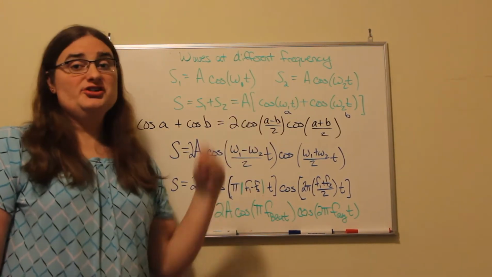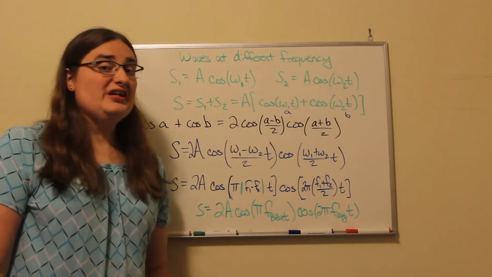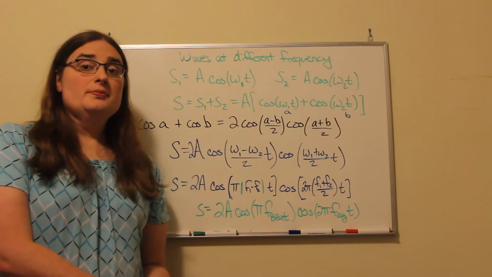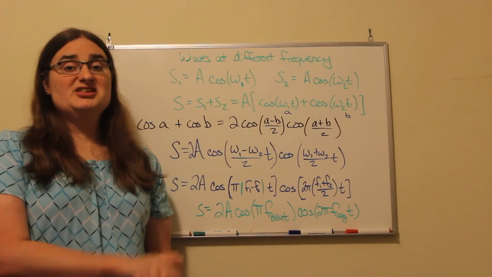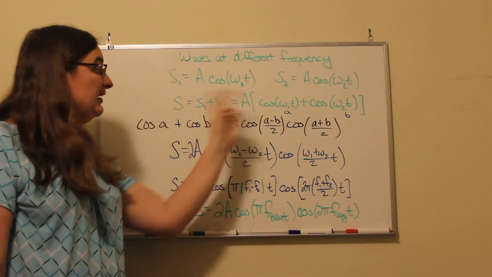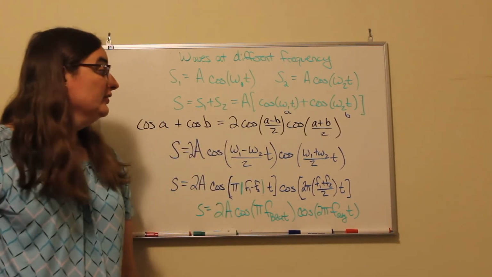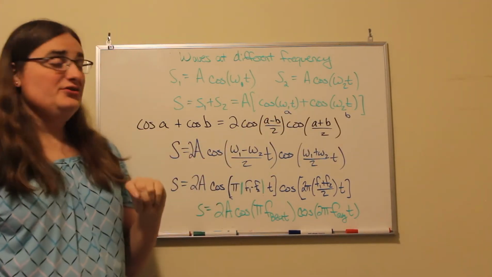My second source is producing sound at a frequency omega 2, so its sound is produced at A times the cosine of omega 2 times t. So if they're both playing at the same time, I'd sum those two pieces together. Now, with cosines, there's an identity that you can use.